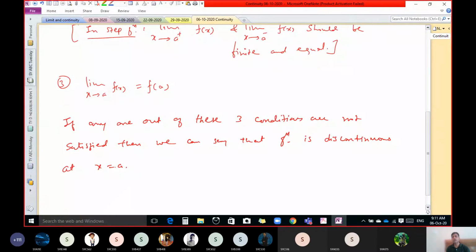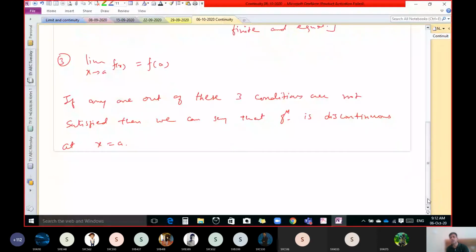So if we want to check whether a function is continuous or not, we have to check all conditions one by one. But if any one condition is not satisfied, no need to check the other conditions. Straightforward, you can write the function is discontinuous. Okay, so this is the way to check whether the function is continuous or not. See, this is a very simple topic. Just by practicing 4 to 5 questions, you will get command on this. So let us start.